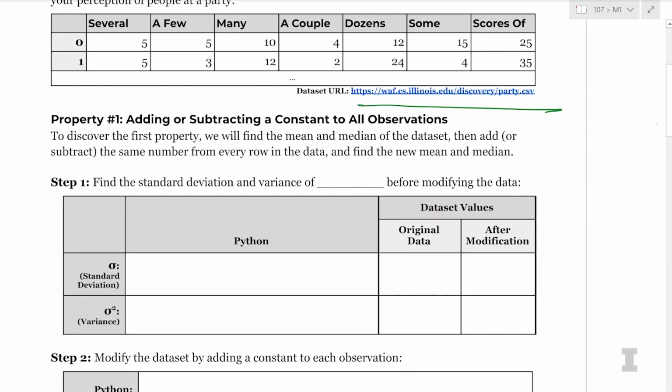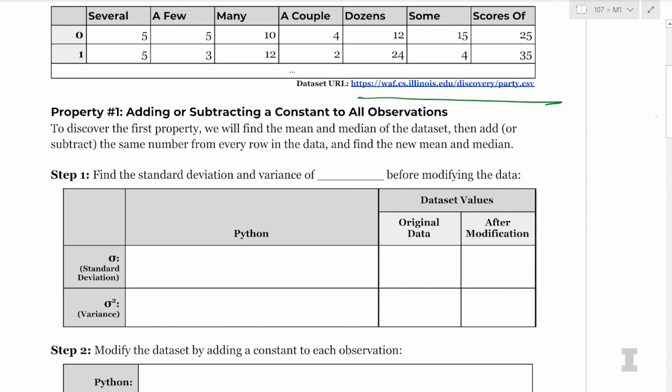So we want to now find the standard deviation and variance of a variable. And this is a measure of how spread out this variable is. So one thing that I think is going to have just a bit of spread is I think couple is going to have a bit of spread.